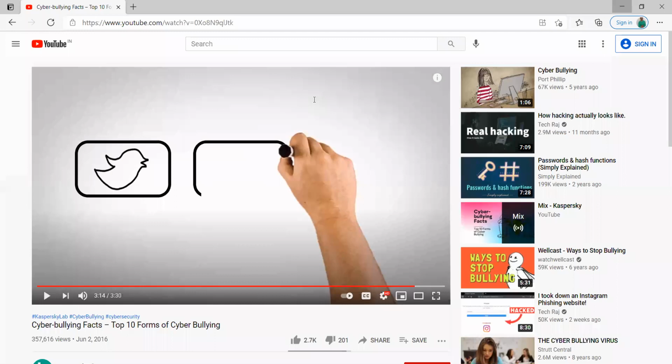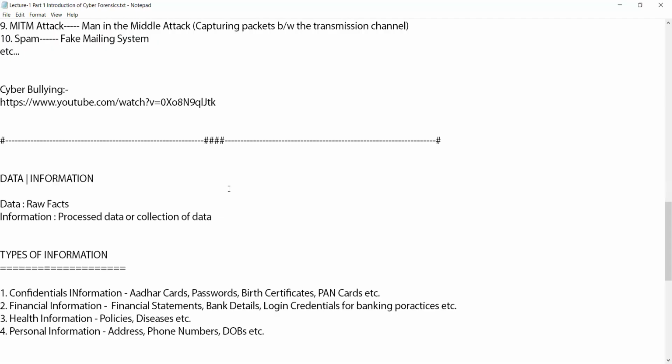Yes, sir. Okay, so we need to discuss, as a forensic investigator, what type of information is basically compromised over the internet by different types of persons. What type of information is compromised over the internet is divided into four categories.